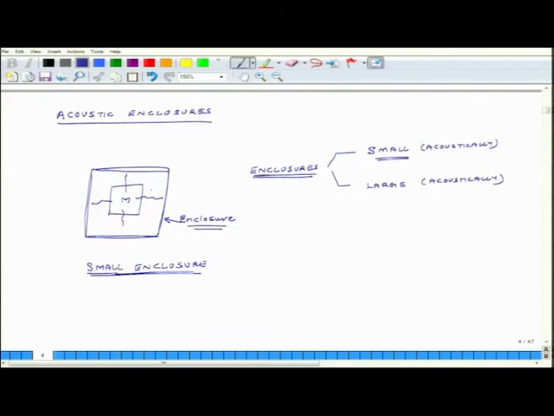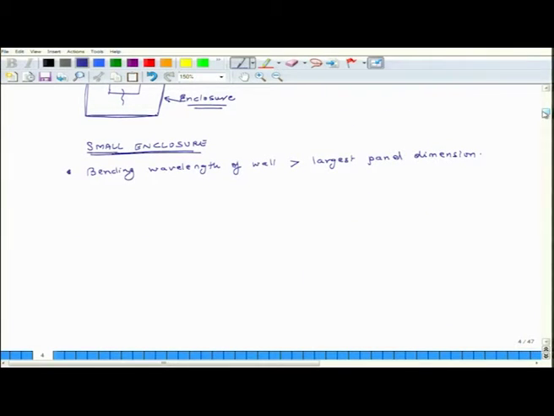So, an enclosure is acoustically small if it meets the following two conditions. The first condition is that the bending wavelength of the wall is large compared to the largest panel dimension. So, we will explain that. This is the first condition it has to meet.